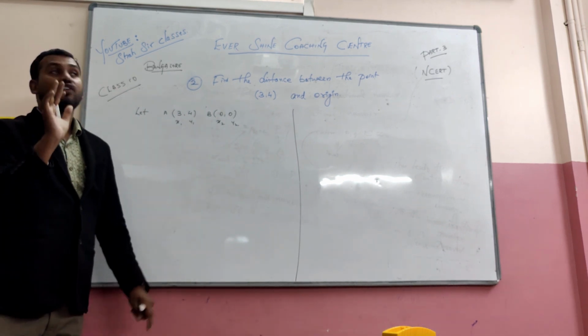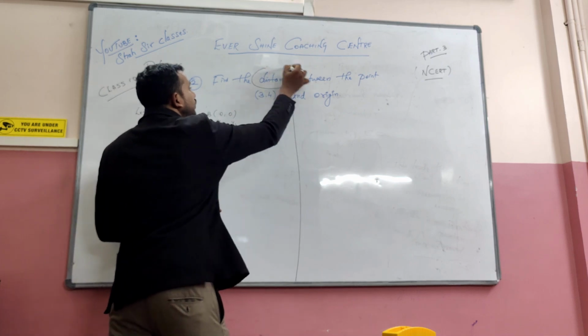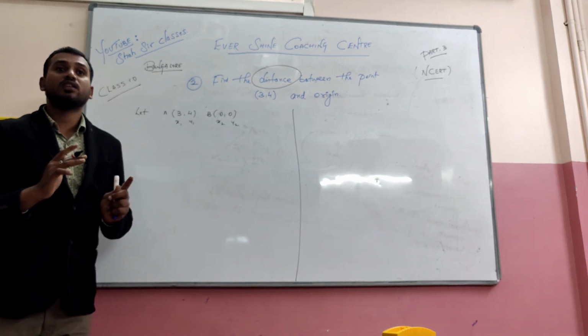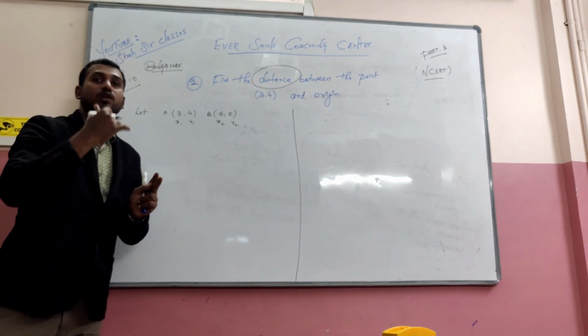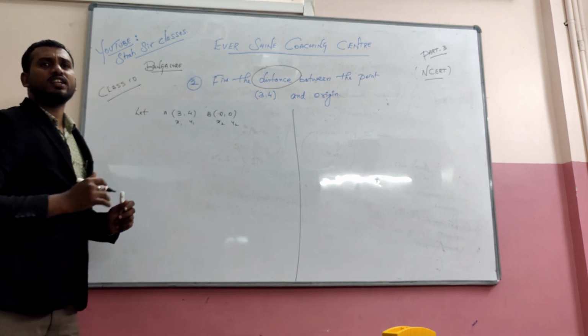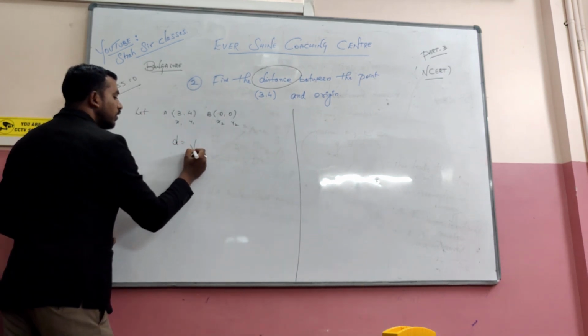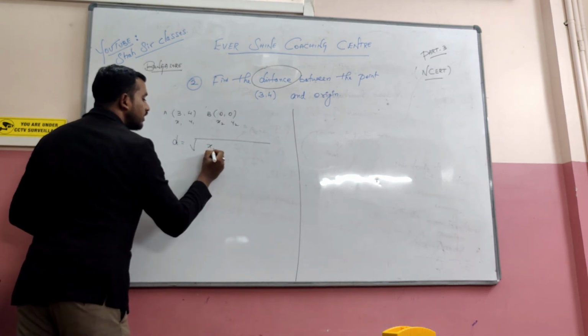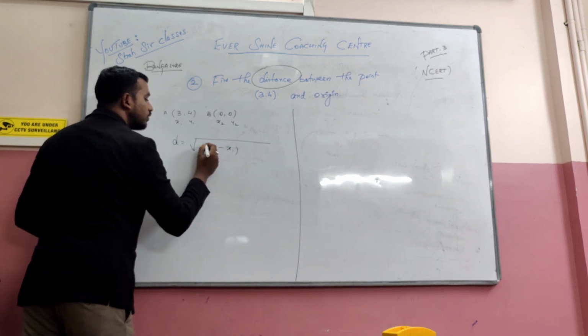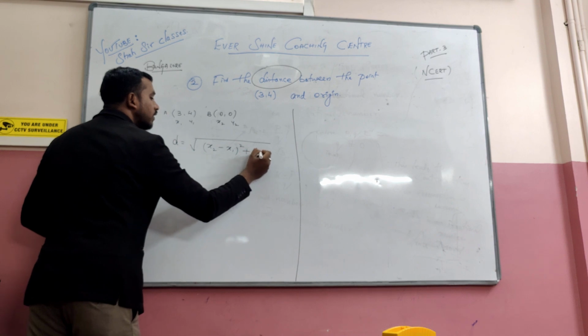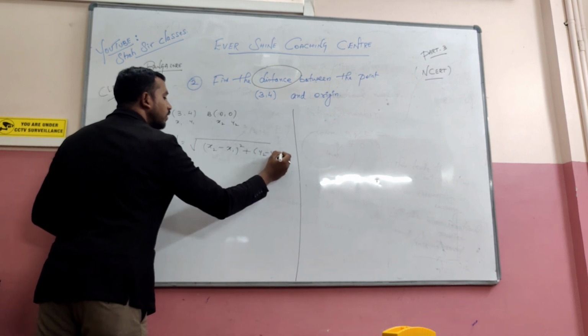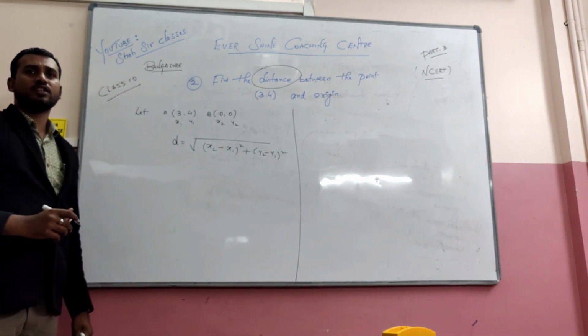Now what is the distance formula? See here. They are asking us to calculate the distance. Distance means we have to use distance formula. What is the distance formula we have? D is equals to root of x2 minus x1 whole square plus y2 minus y1 whole square. Is it correct? Yes, sir.